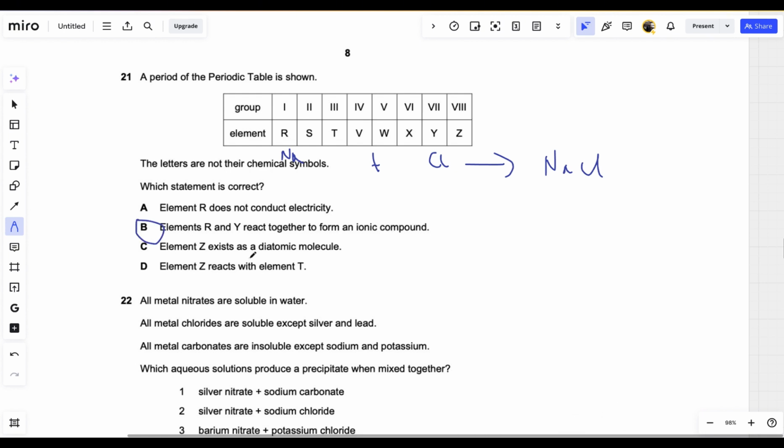Element Z exists as a monatomic molecule. Element Z, group 8, is it monatomic? Okay, no. It's not the monatomic molecule.